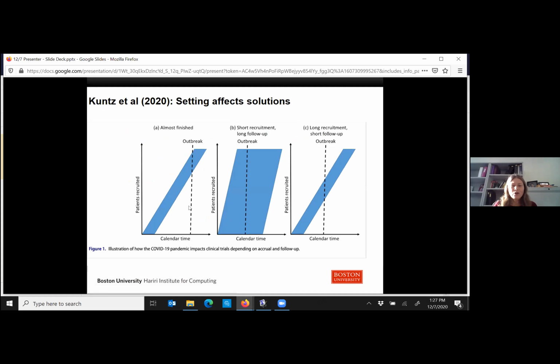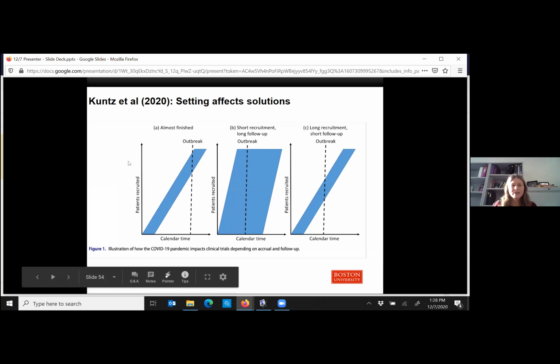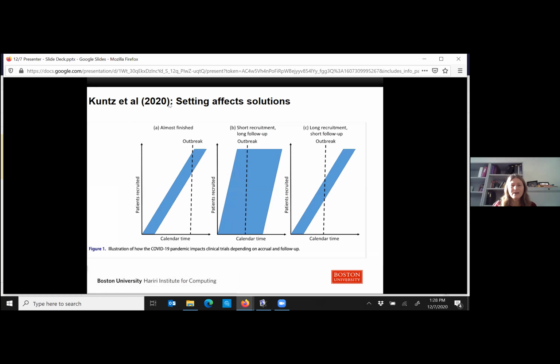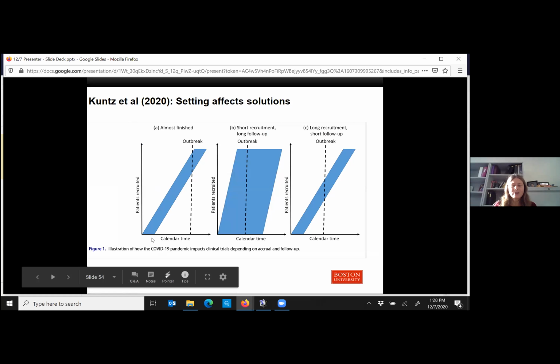What the solution is to the problem of analyzing or redesigning a trial impacted by COVID-19 depends on the setting that we are talking about. I took this picture from Kunz et al., who have been studying the COVID-19 affected clinical trials that are not addressing COVID-19 treatments, but other treatments, but that may, as both Joe and Ludovic indicated, be affected by COVID-19. Here we have the calendar time on the x-axis, and you see here the number of patients recruited on the y-axis.